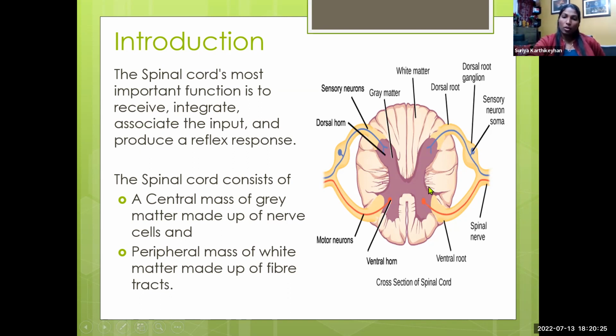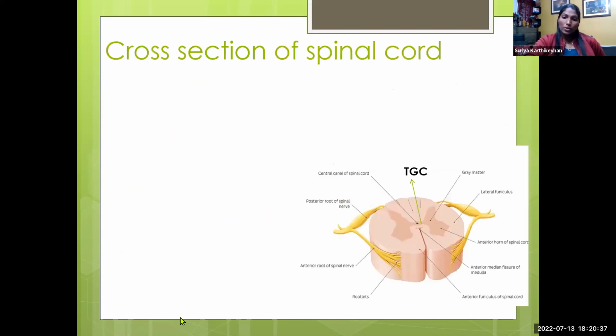The inner center is the gray matter, and the outer is the white matter. The inner gray matter is made up of nerve cell bodies and neuroglial cells, and it also contains blood vessels. This is the cross section of the spinal cord. What is one spinal segment? A spinal nerve arising from a certain part of the spinal cord is called a spinal segment. A single spinal nerve arising from a part of the spinal cord is termed a single spinal segment.